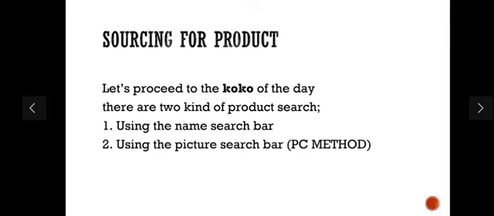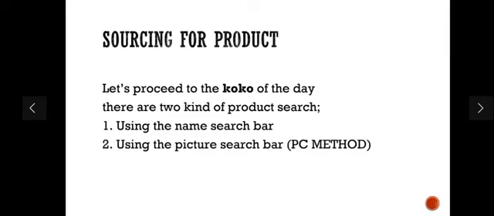There are two ways to do your product search. Number one is using the name search bar. Using the name search bar simply means going to the search bar and typing the name of the product. So if you want to buy a bag, you want to buy shoes, you want to buy anything, just tap it there and then you search.